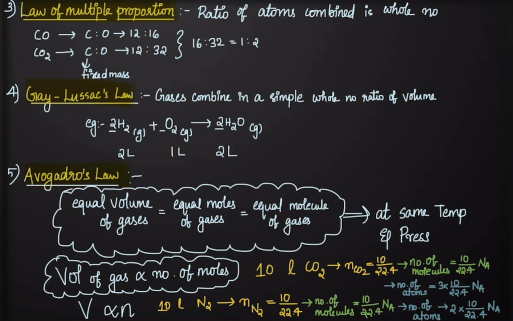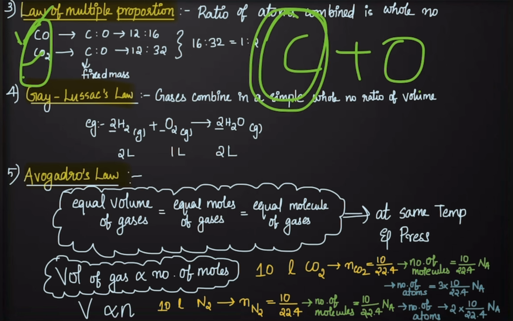Law of multiple proportion means the ratio of atoms combined is a whole number. That means you have to take this example. Here carbon plus oxygen combine to form two different compounds, that is carbon monoxide and carbon dioxide.